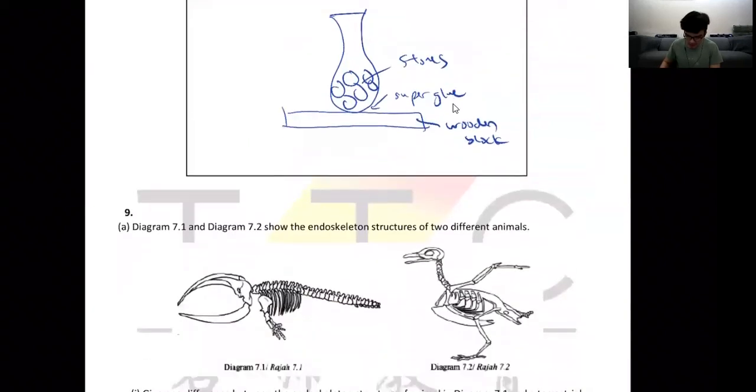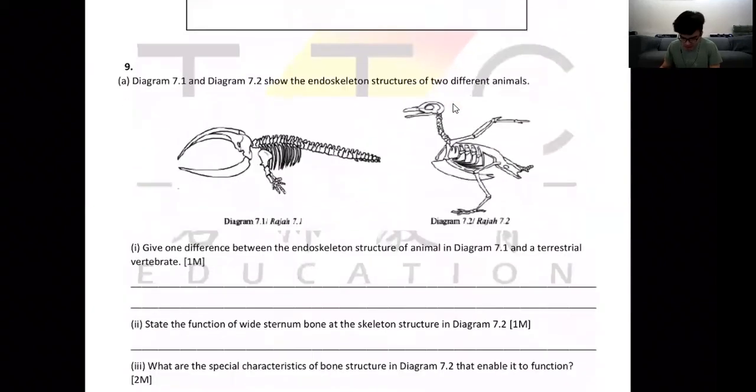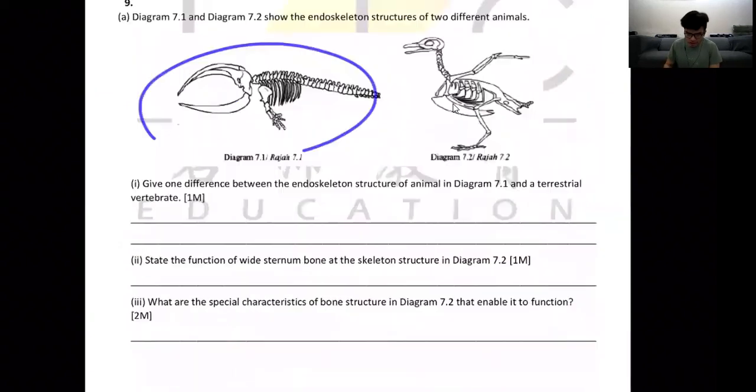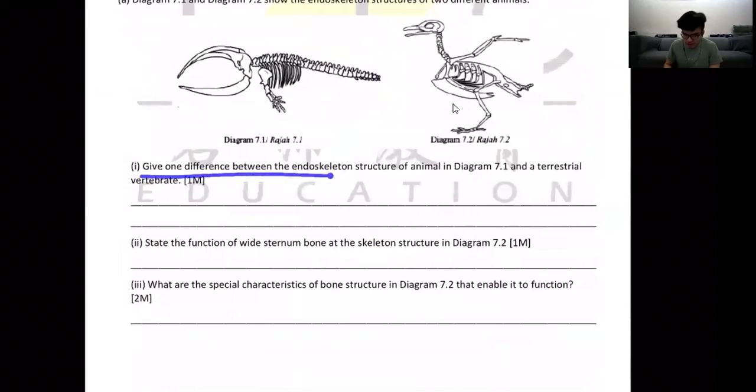All right, so the next one, the endoskeleton structure of 2 different animals. Of course, this is your bird. As you can see, there are small bones, and the bones are hollow. This one, you see the pectoral girdle and the pelvic girdle are so small. This is obviously a whale. So give one difference between the endoskeleton structure of a whale and a terrestrial vertebrate.